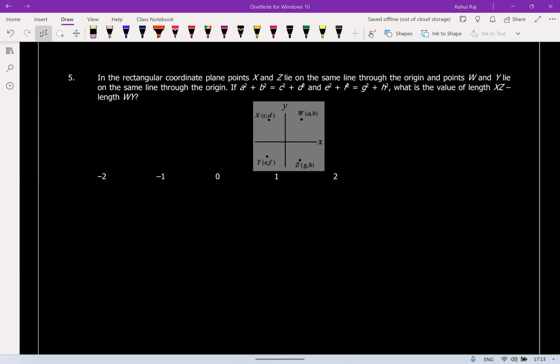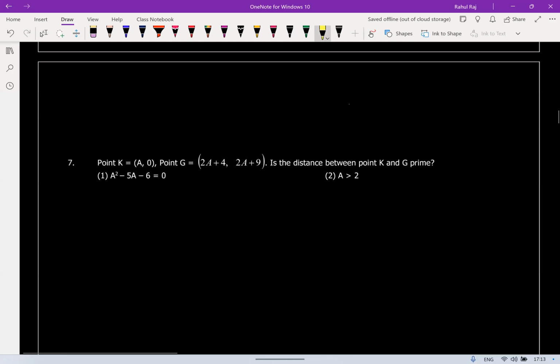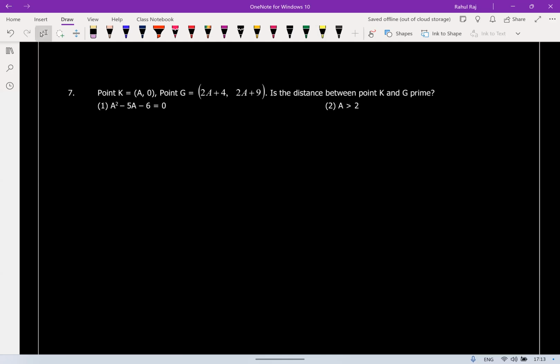So it says a square plus b square is equal to c square plus d square. So this distance is equal to this distance. Again, it says e square plus f square is equal to g square plus h square. It means this distance is equal to this distance. So this plus this should be equal to, imagine this is 1 and 1, this is 2 and 2. So 1 plus 2 is equal to 1 plus 2, 0. Simple question. Question number 6, please.